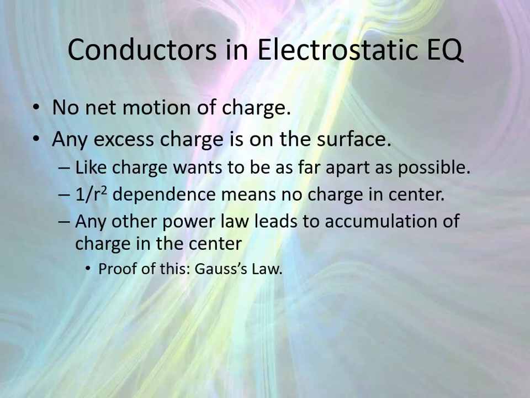So anyway, since there's no net motion of charge, that means that any excess charge on a conductor must be at the surface, unless somebody happens to sneak some charge inside of the conductor and holds it there somehow with some sort of other barrier, or at least some props or something like that. That's a problem that occasionally comes up on the AP exam. So there's no net motion of charge. Any excess charge is on the surface.